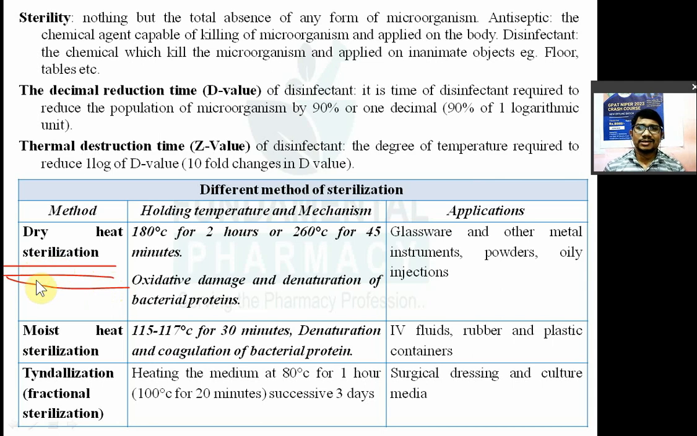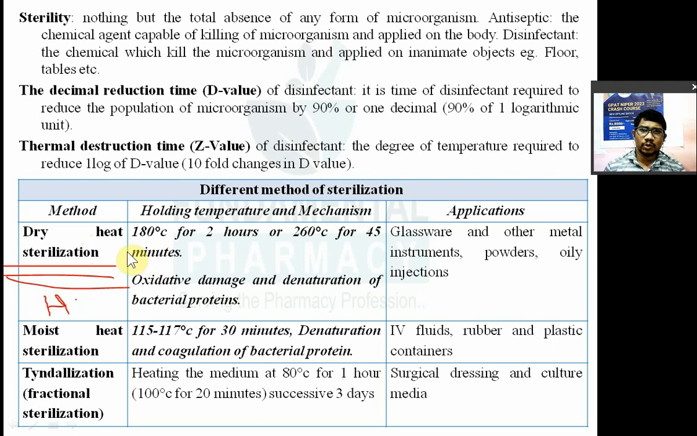So in dry heat sterilization, you are using a hot air oven for that. I have not shown the diagram of the hot air oven here because you might have seen a hot air oven. Dry heat sterilization is done in a hot air oven. Remember. Now, what is important? Holding temperature. That is important. So what is the holding temperature in dry heat sterilization?